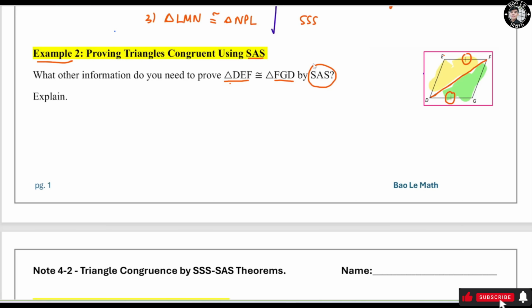Now, to prove that these two triangles are congruent by SAS, we need an angle between two sides, right? So, we have this side already used, this side already used, and we need this angle right here. Similarly, for the second triangle, we have this side already used, this side already used, and we need this angle right here. The angle must be between two sides, right?